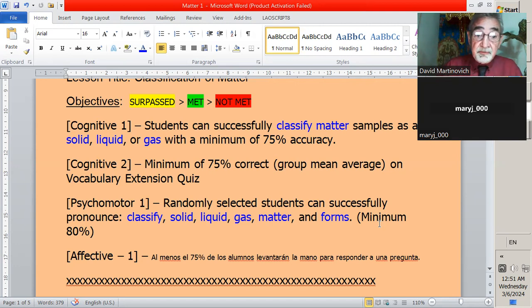Psychomotor skills. In this case, it will be pronunciation. Randomly selected students can successfully pronounce classify, solid, liquid, gas, matter, and forms with a minimum of 80% accuracy. So 4 out of 5.